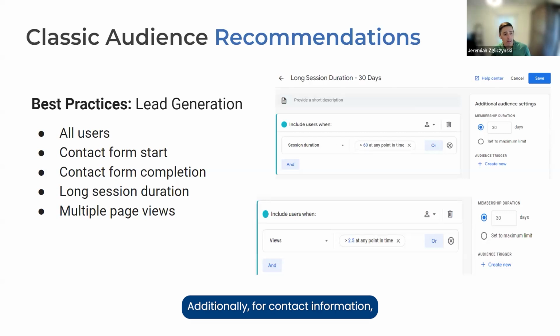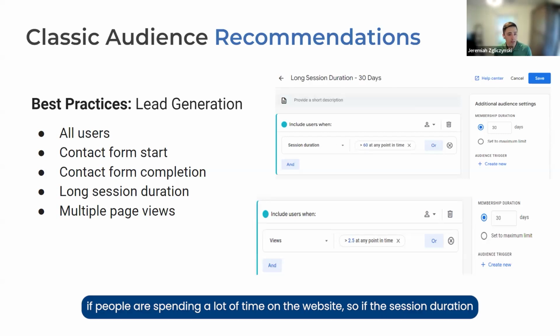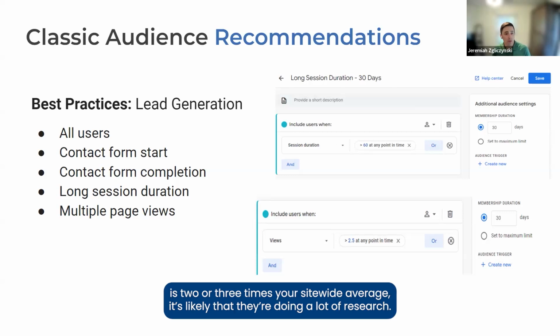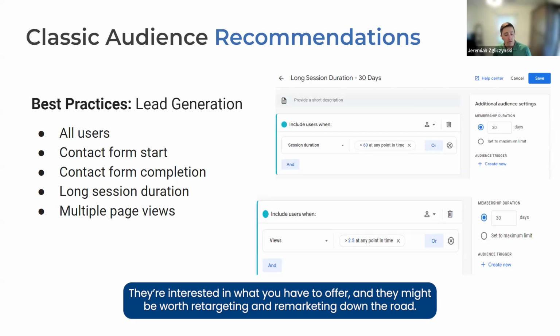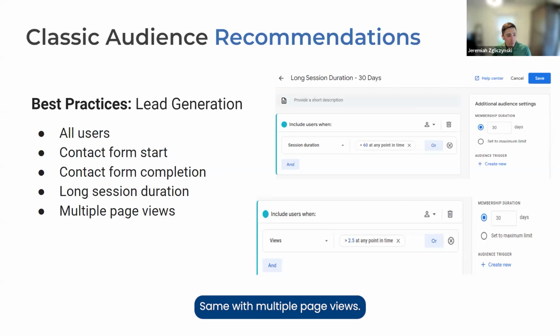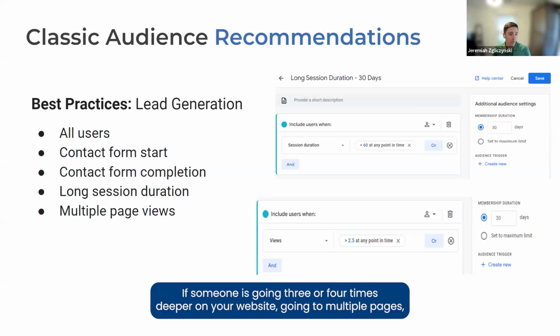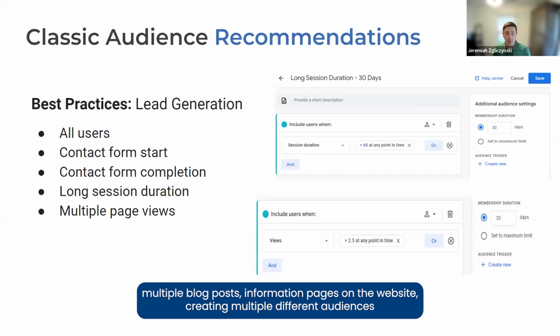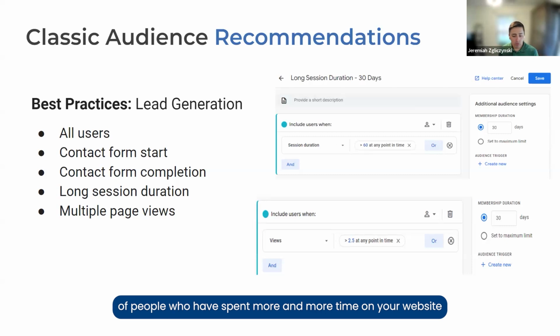Additionally, for contact information, if people are spending a lot of time on the website, so if the session duration is 2 or 3 times your site-wide average, it's likely that they're doing a lot of research, they're interested in what you have to offer, and they might be worth retargeting and remarketing down the road. Same with multiple page views. If someone is going 3 or 4 times deeper on your website, going to multiple pages, multiple blog posts, information pages on the website, creating multiple different audiences of people who have spent more and more time on your website might be worth retargeting and segmenting out separately.